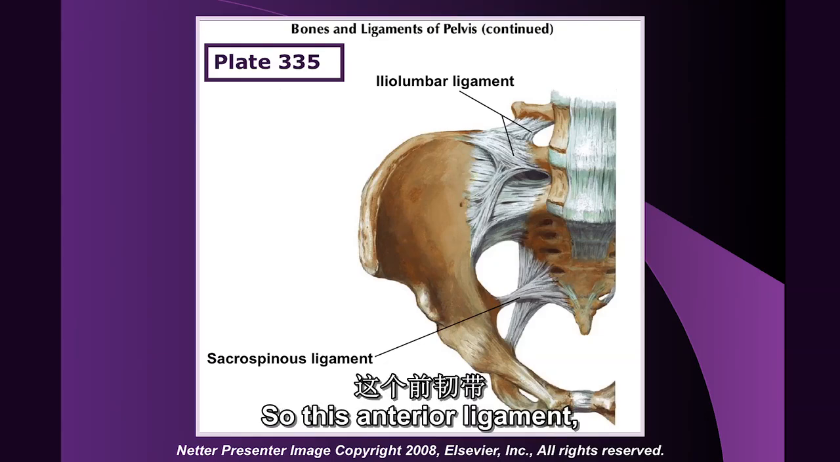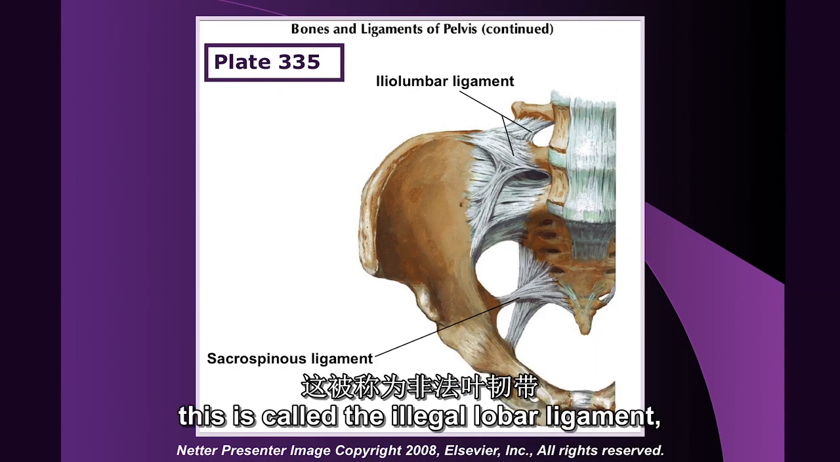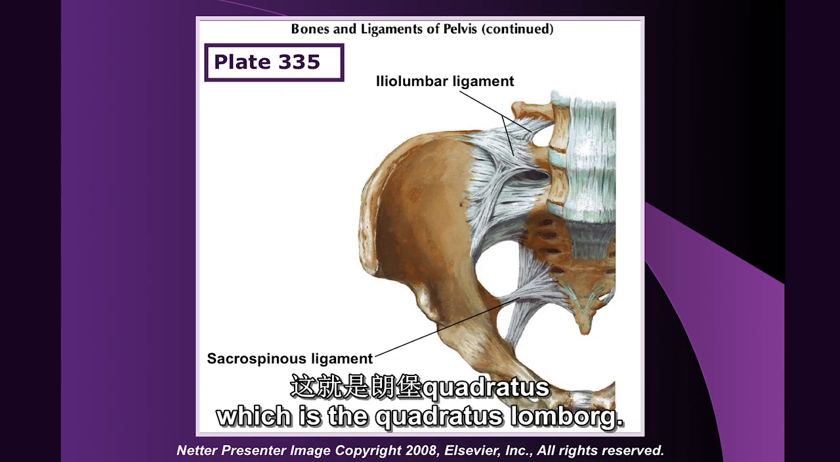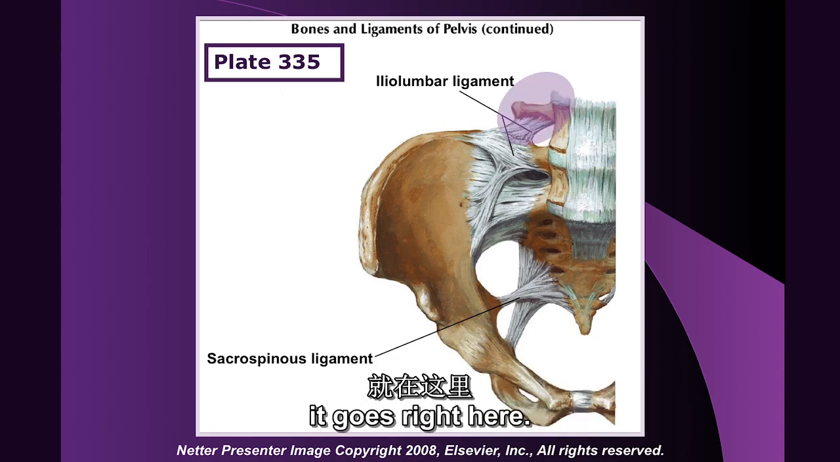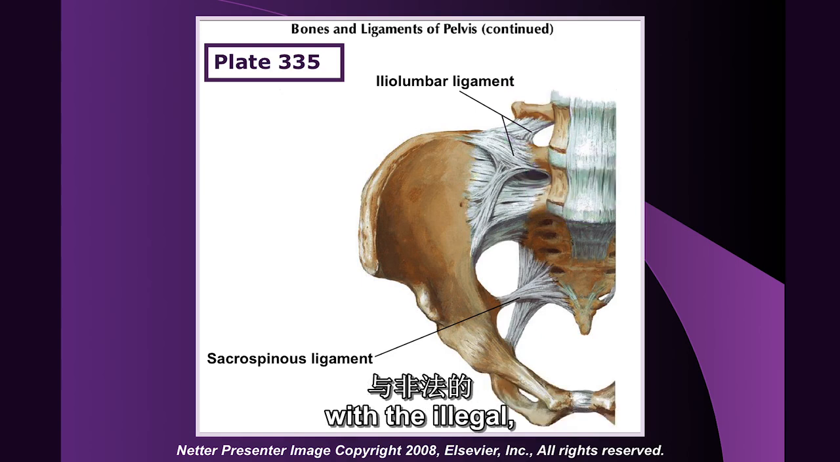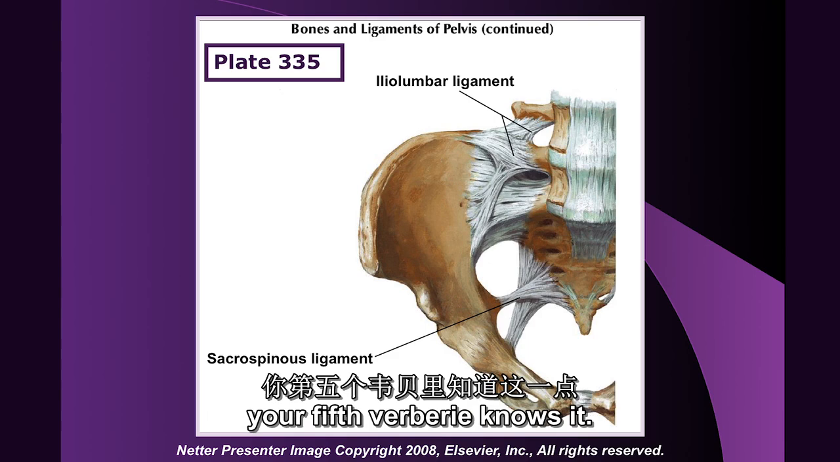So this anterior ligament, you have two of them. Do you see how this blends in with your iliolumbar soft tissue? This is called the iliolumbar ligament. And then you got this quadratus, I call it the iliolumbar muscle, which is the quadratus lumborum that goes right here. L5 is connected to the innominate with the iliolumbar ligament. So when your innominate moves, your fifth vertebra knows it.